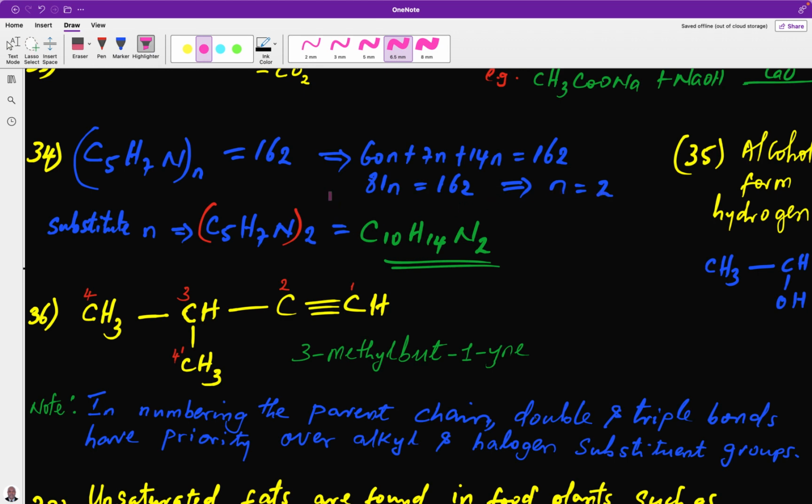And if we now substitute N in our equation here, let's say N is equal to 2. Therefore, there are 5 carbon atoms times 2, we have 10. Now there are 7 hydrogen atoms times 2, we have 14. Now we have nitrogen atom, which is 1 times 2, we have 2. Therefore, the molecular formula that we are looking for will be C10H14N2.